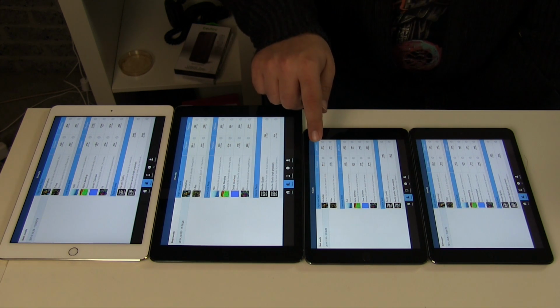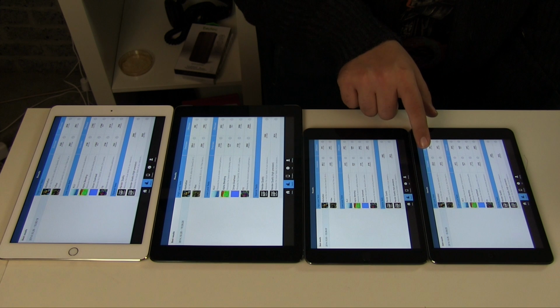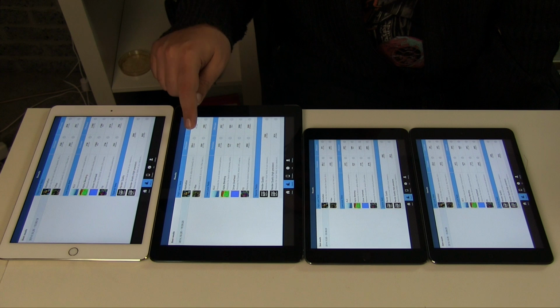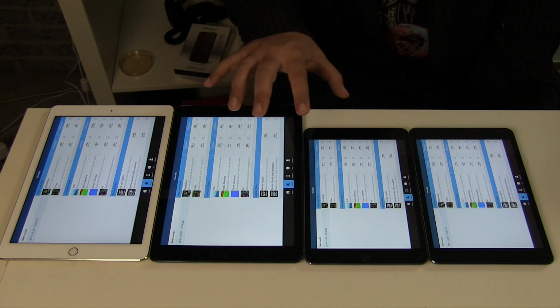of like 55.1, 53.1, and 55.8. So these are all roughly identical again.